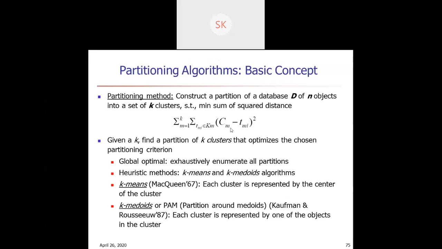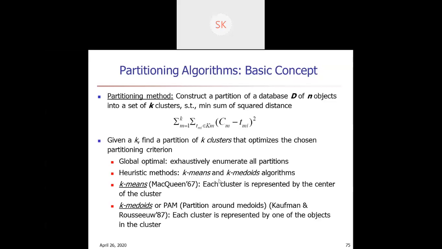Tm that reflects our centroid, capital C is for centroid, minus TMI, that is particular object, that TMI object, square of that. So given K, find a partition of K clusters that optimizes the chosen partition criteria. That is with respect to global optimal, that exhaustively enumerates all partitions. Heuristic methods are K-means and K-medoid heuristic methods. So we are going through this now, K-means and K-medoid.